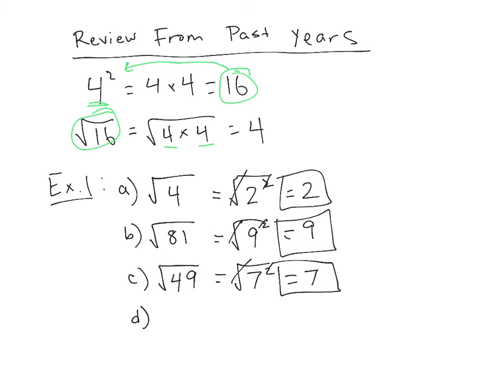One more for you to try here. The square root of, let's do 36. Go ahead and try that one. Enter your answer when you're ready. Yeah, so 6 times 6 is 36, so the square root of 6 squared. And I'm left with 6 as my answer here.